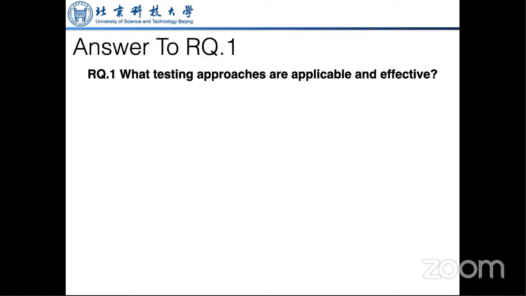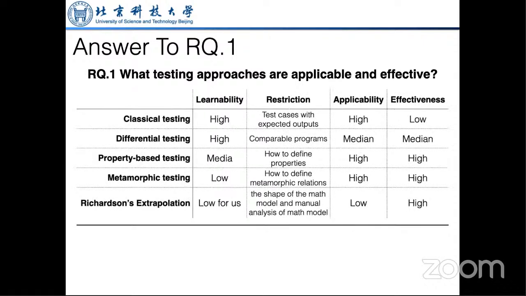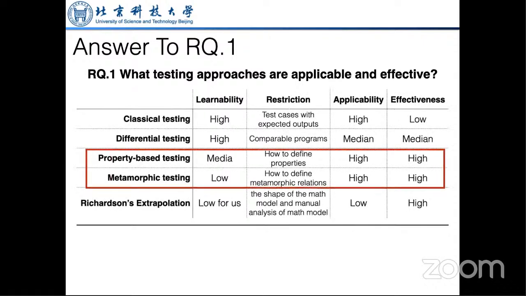Now, let us consider our research questions to summarize our real experience. Our first question is what approaches are applicable and effective. We tried 5 testing approaches in our practice. Generally speaking, property-based testing and metamorphic testing are the 2 most applicable and effective testing approaches.